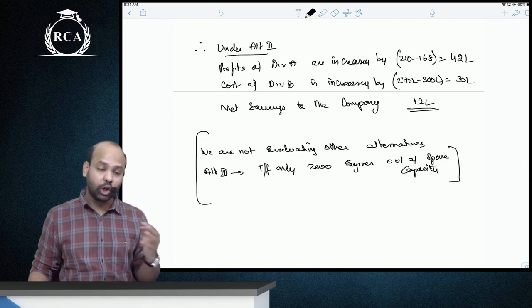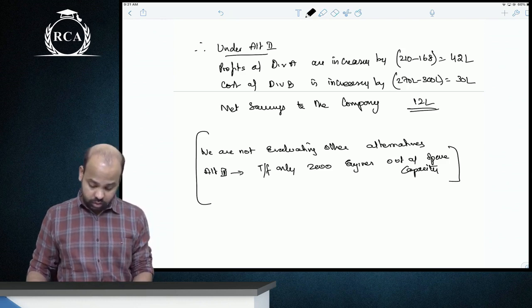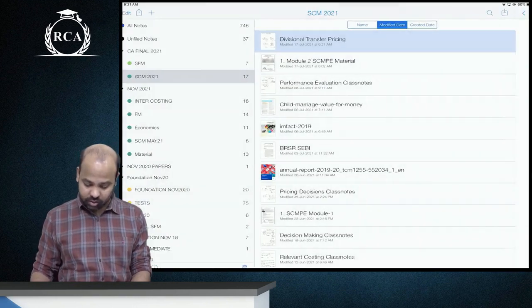Understood, sir? But we know better that there could have been a better alternative if you transfer only 2000 engines. Yes, sir. Got the point. Pause and copy. Done? Yes sir, done.